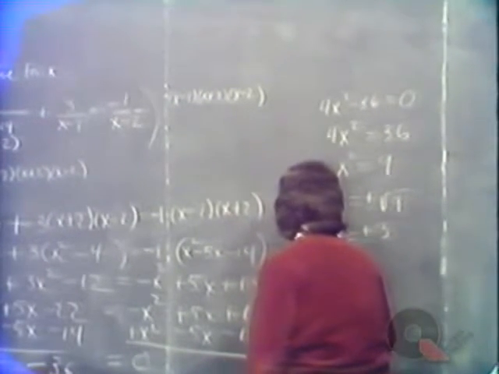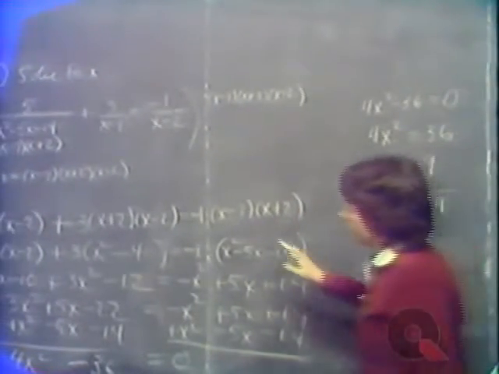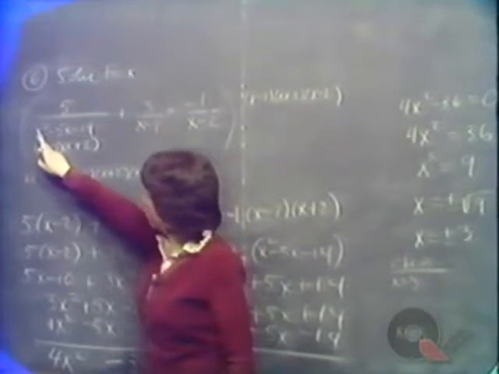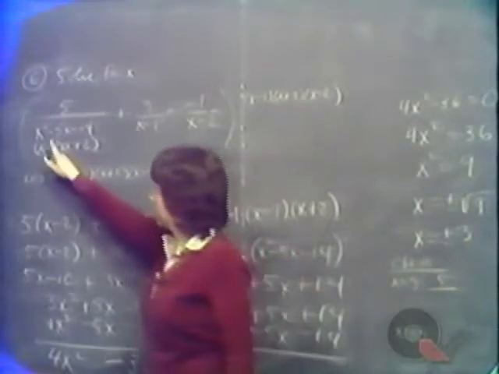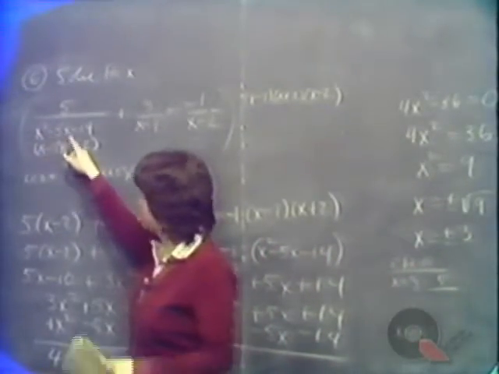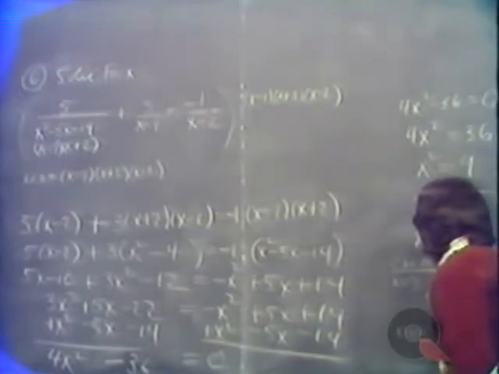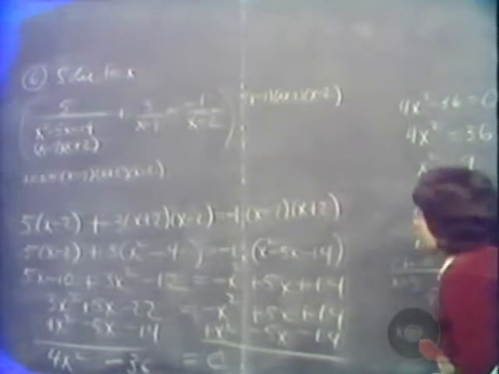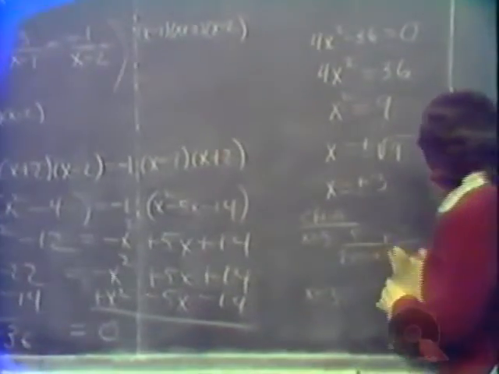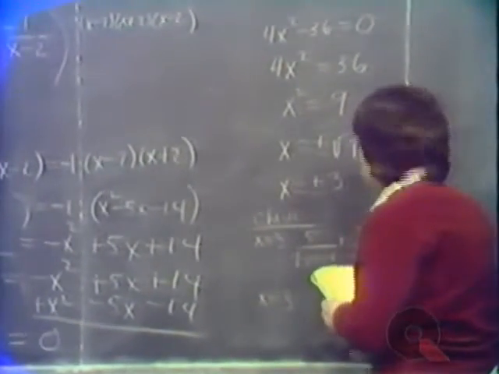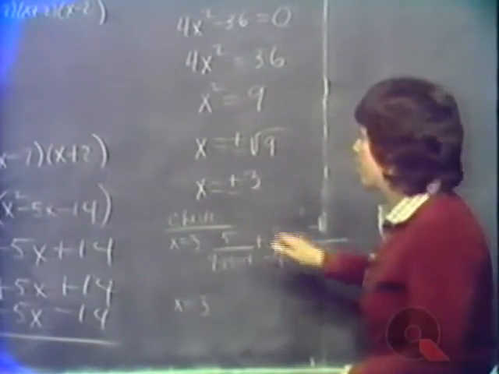We have x equals 3 and x equals minus 3 to worry about. Going back to the original equation, if you plug in x equals 3, you get 5 over 9 minus 15 minus 14, plus 3 over x minus 7. 3 minus 7, that's minus 4. Should be equal to minus 1 over x minus 2. 3 minus 2 is 1.